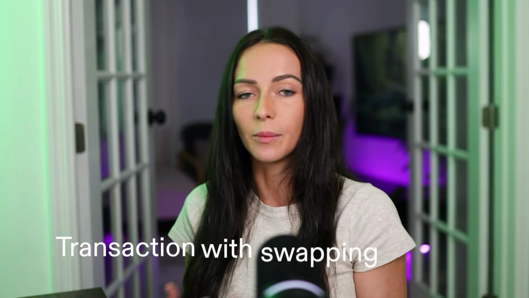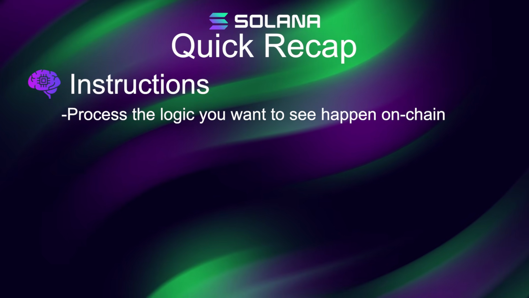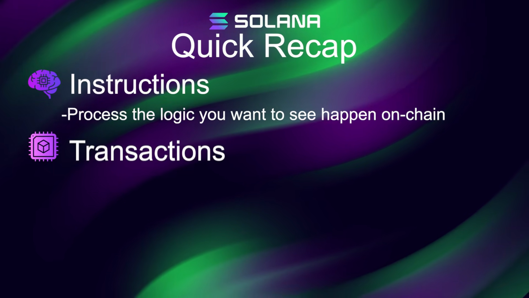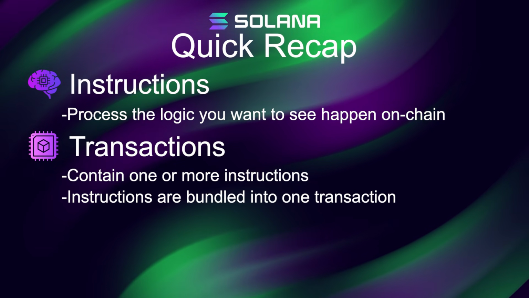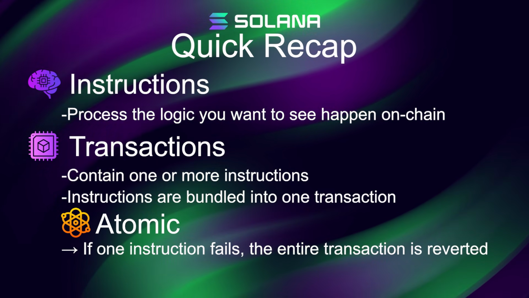So that was just a single instruction, but one example of bundling multiple instructions could be a transaction for swapping a token. Let's say the program has you create a transaction to swap tokens, and that transaction might approve the tokens, call the swap program, and return leftover funds, all bundled as separate instructions within one transaction. In summary, to recap everything that we've learned in this video, instructions process the logic that you want to see happen on chain, and transactions execute it. Transactions have one or more instructions that are bundled into one singular transaction, and they are atomic. So if one instruction fails, the entire transaction is reverted.